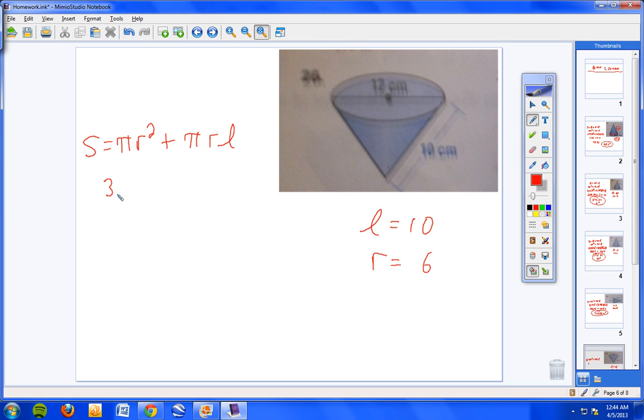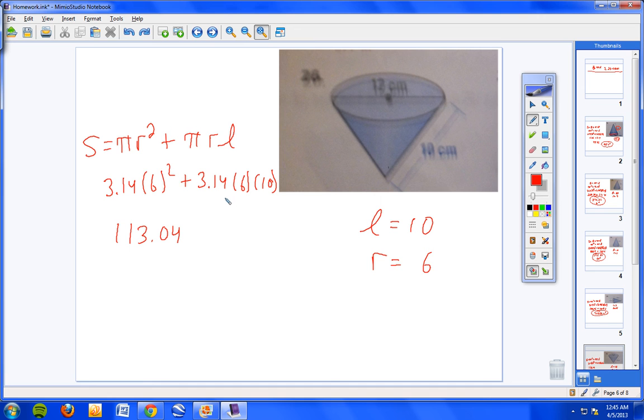And so 3.14 times 6 squared plus 3.14 times 6 times 10. All right. Let's go ahead and multiply 3.14 times 6 squared. That would give us 113.04. And now let's multiply these three numbers here together.